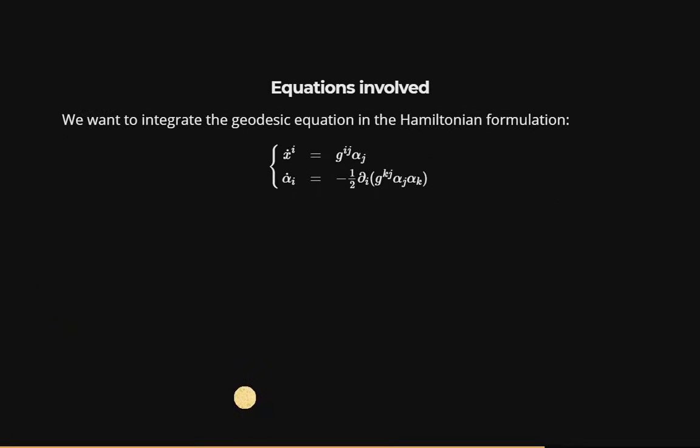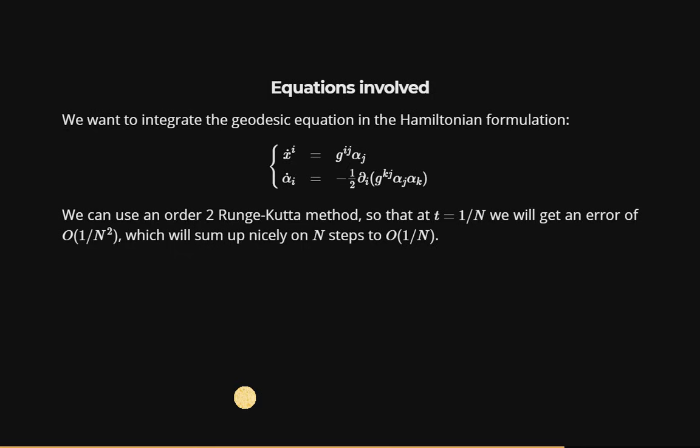Now, you need to integrate the geodesic equation, which are these ones. In particular, the second one, but also the first one comes into play. I mean, the first one is just the multiplication by the inverse metric, but the second one is actually a gradient of a covariant derivative. This is what I was talking about before regarding the Runge-Kutta method.